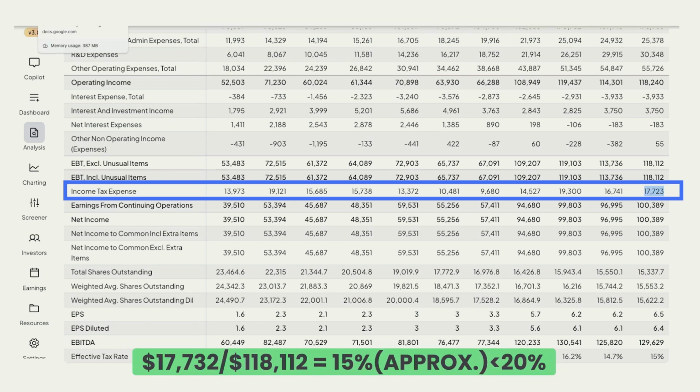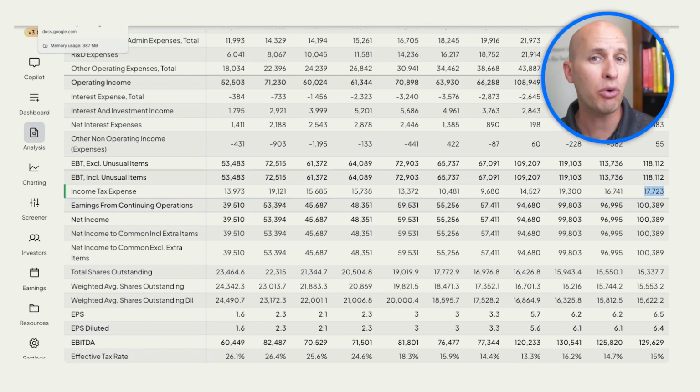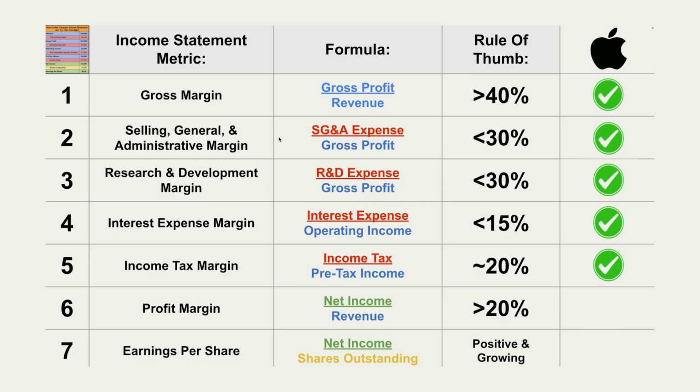Now, while that's below Warren Buffett's general rule of thumb, it's important to remember that Apple generates profits in many different countries, most of which have a lower tax rate than the United States of America. For that reason, I think it's fair that Apple should get a passing grade on this metric.